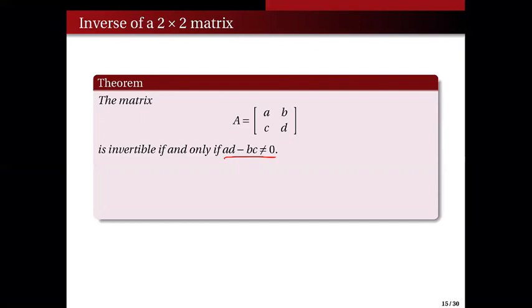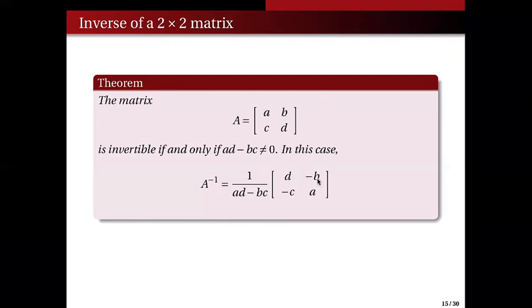Furthermore, since we already know that this matrix is invertible if it satisfies this, how do we get the inverse? We use the following. The inverse of A will be given by this: 1 over AD minus BC. And this is valid, meaning it exists, because the denominator is not equal to 0. That's your condition here. So 1 over AD minus BC times this matrix.